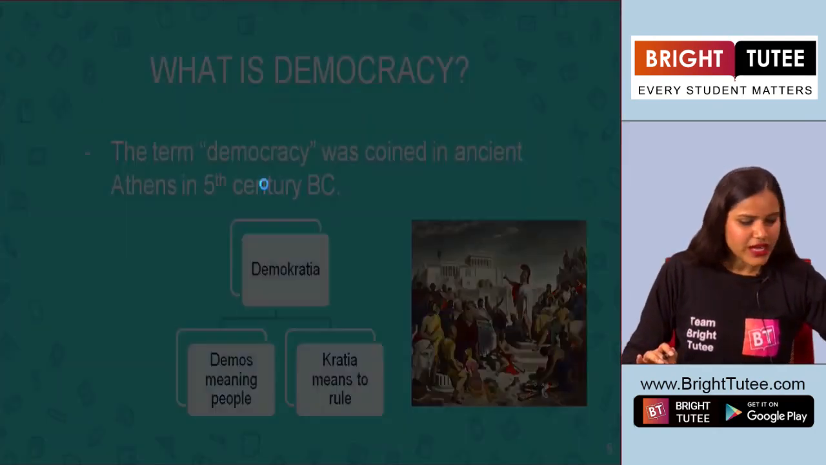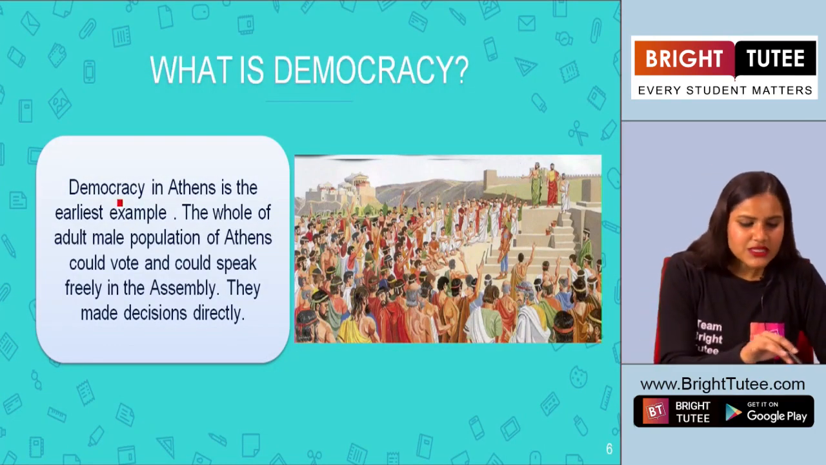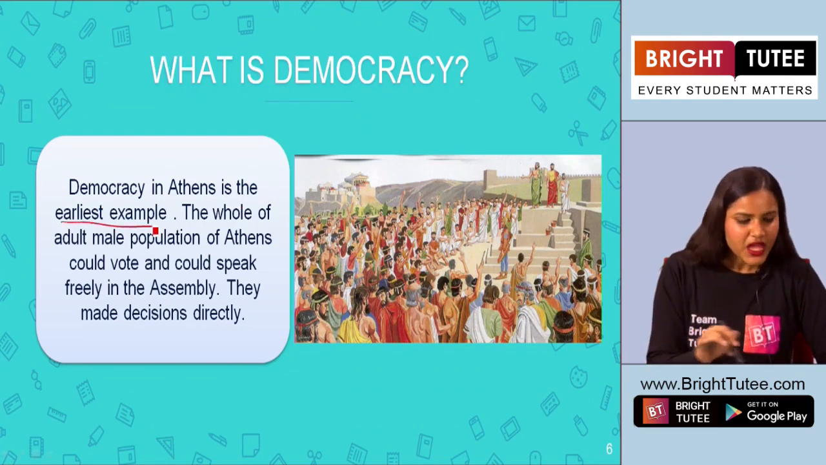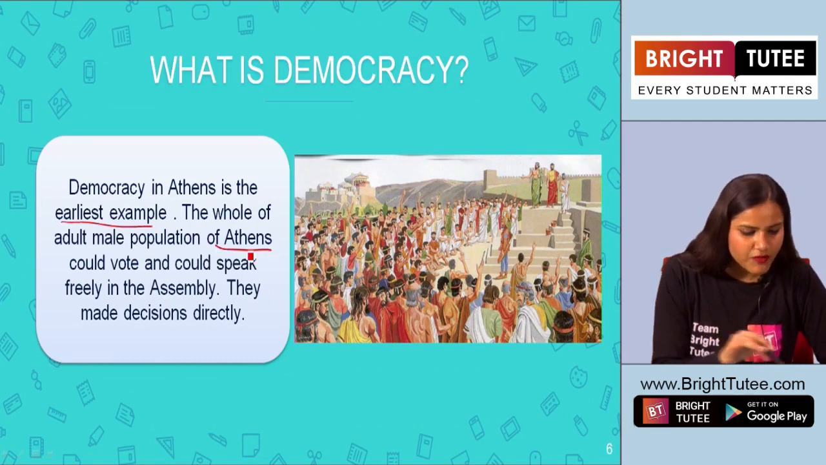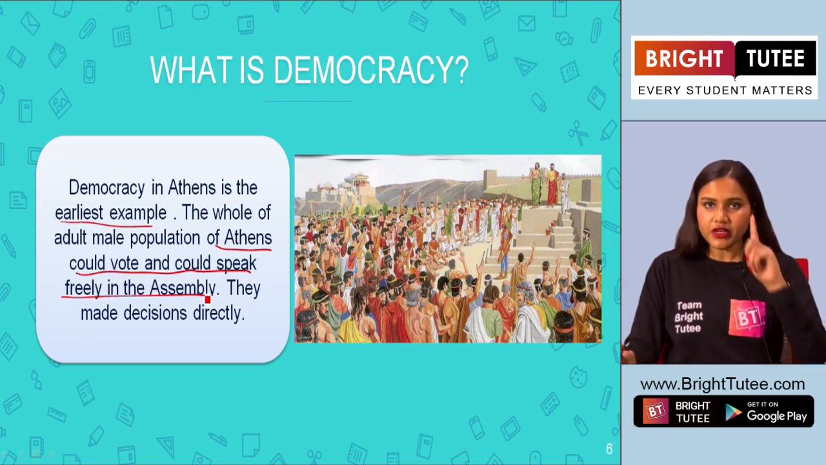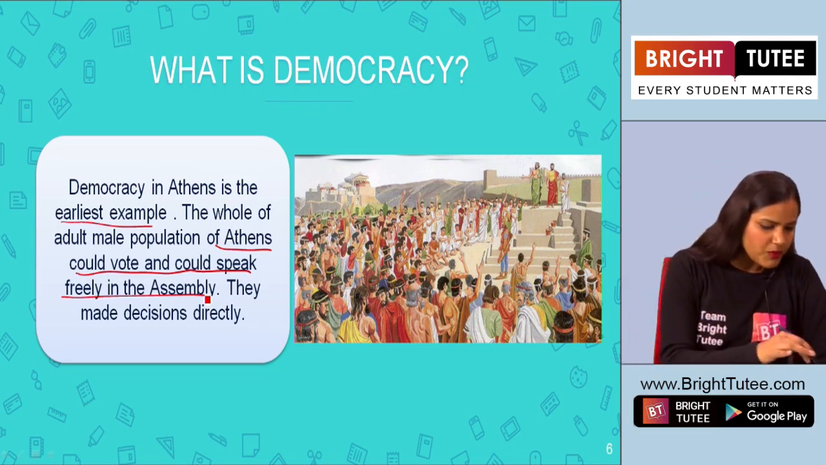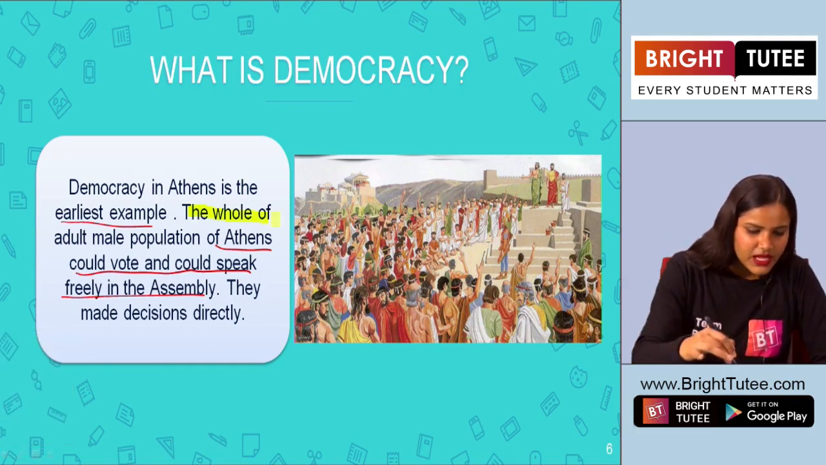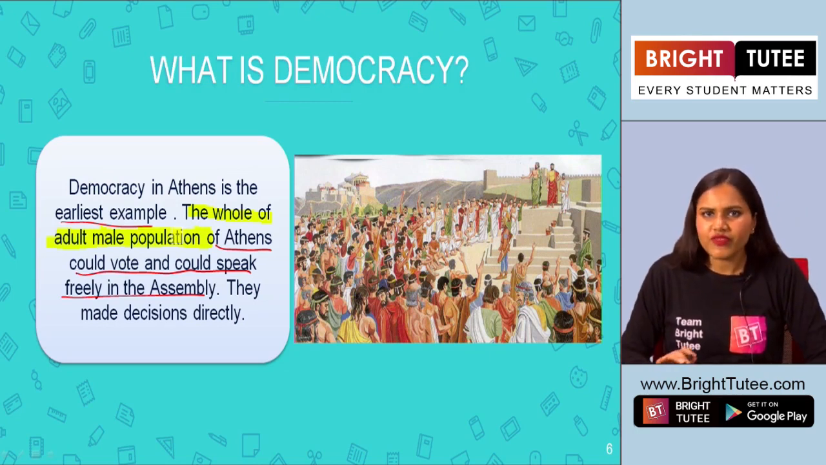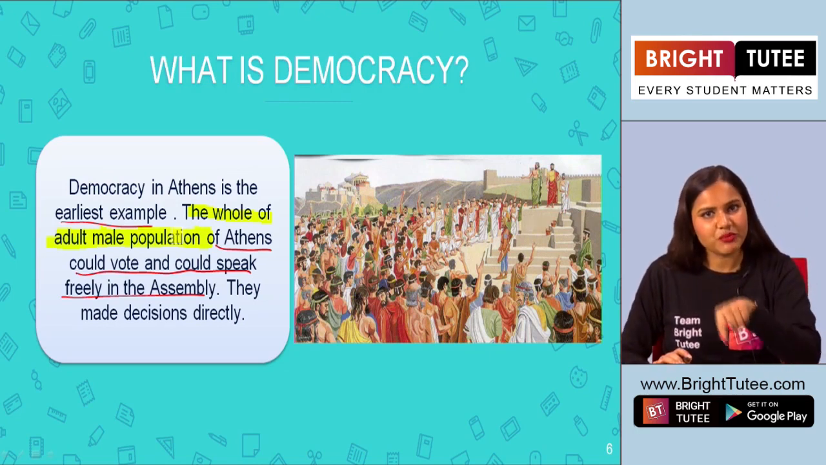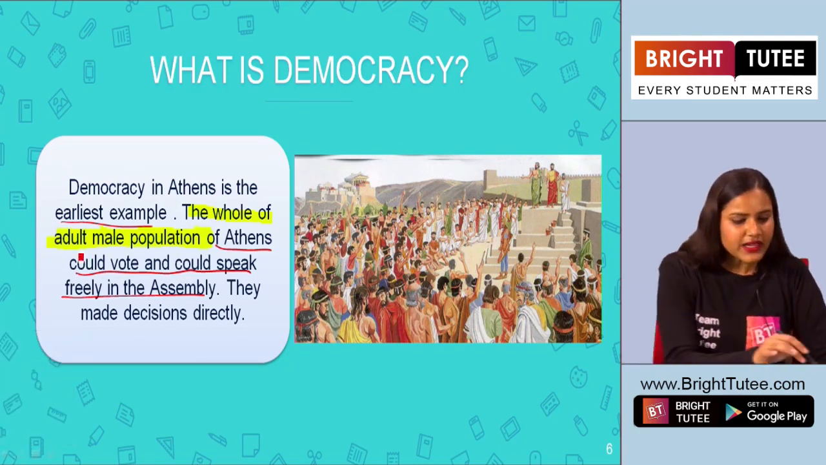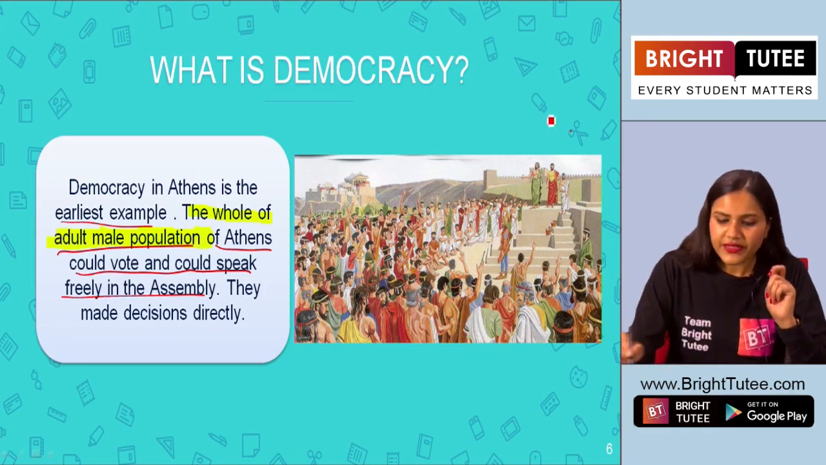So here students, what happened in Athens? Now, how was this democracy in Athens? Democracy in Athens is the earliest example. The whole of the adult male population of Athens could vote and could speak freely in the assembly. Now here students, we will see one difference. When we are talking about Athens, the adult male population means that females were not allowed to vote at that particular time. Okay. So according to the studies, the adult male population of Athens could vote.